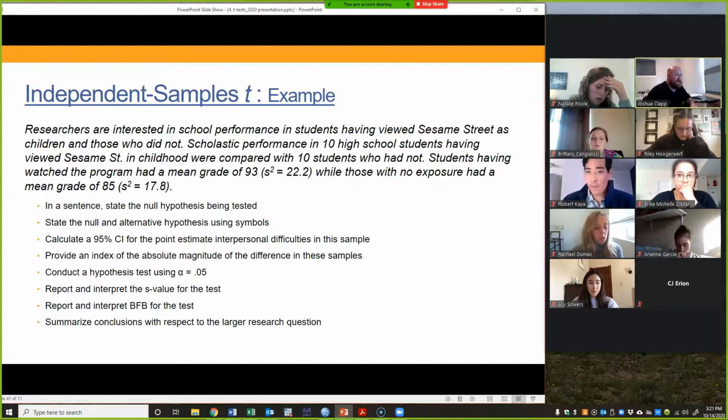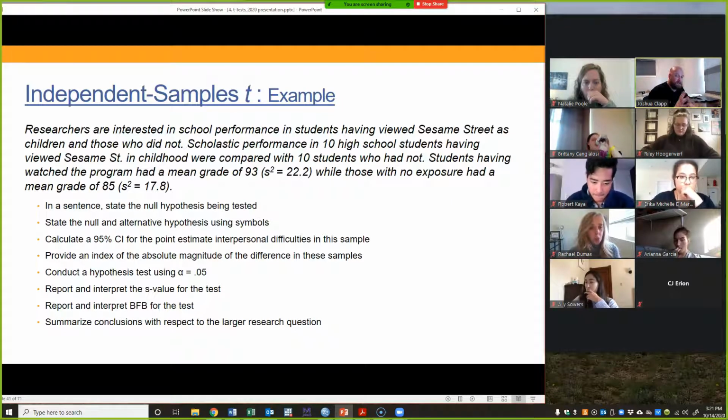Scholastic performance in 10 high school students who viewed Sesame Street in childhood was compared to 10 students who had not. Students who watched the program had a mean grade of 93 with a sample variance of 22.2, while those with no exposure had a mean grade of 85, sample variance 17.8.